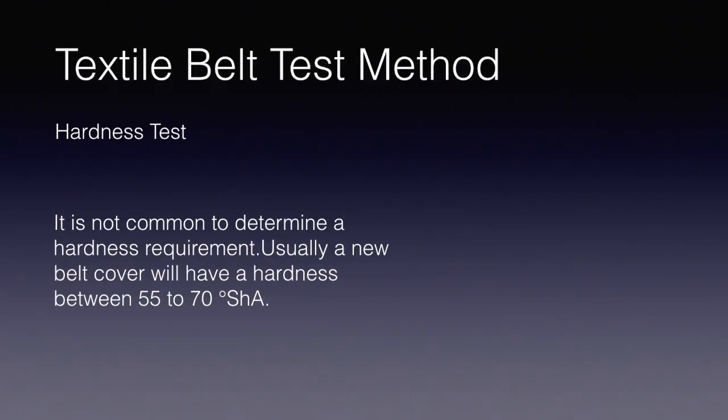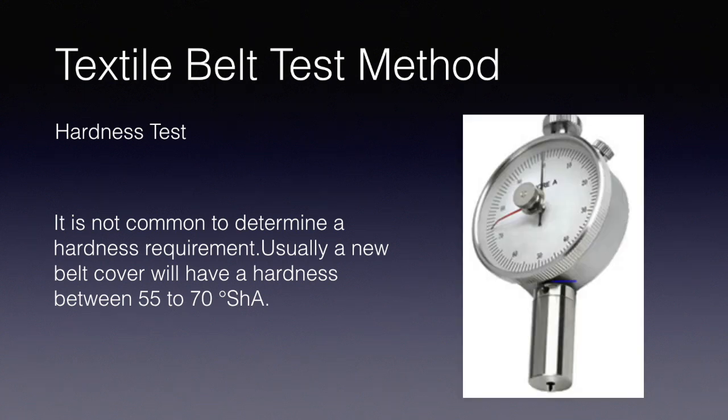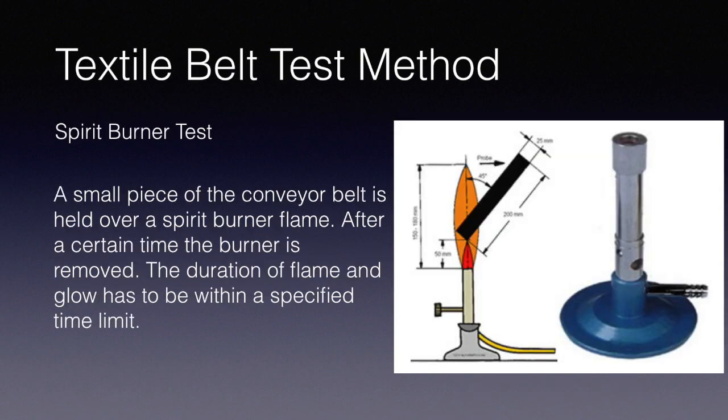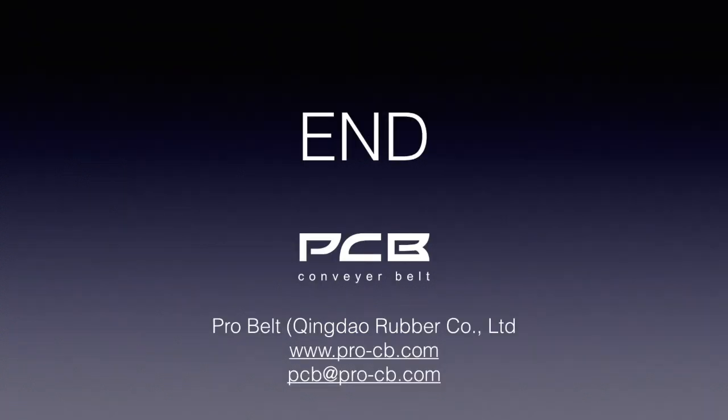Hardness test. It is not common to determine a hardness requirement. Usually a new belt cover will have a hardness between 55 to 70 degrees Shore. Spirit burner test. A small piece of the conveyor belt is held over a spirit burner flame. After a certain time the burner is removed. The duration of flame and glow has to be within a specified time limit.